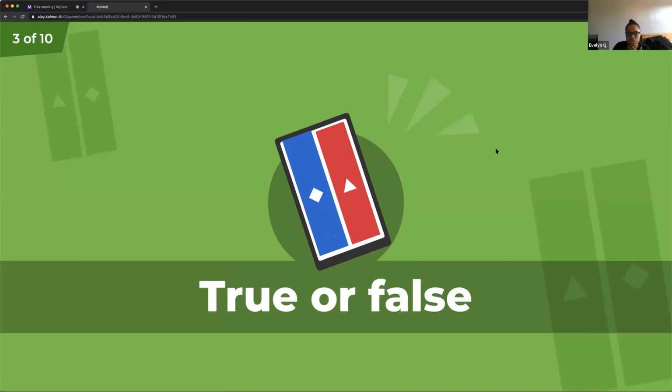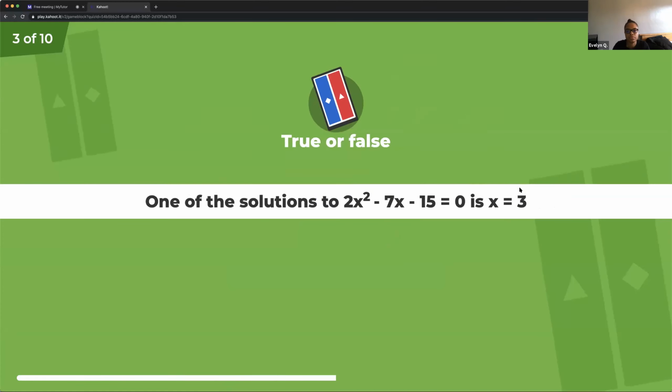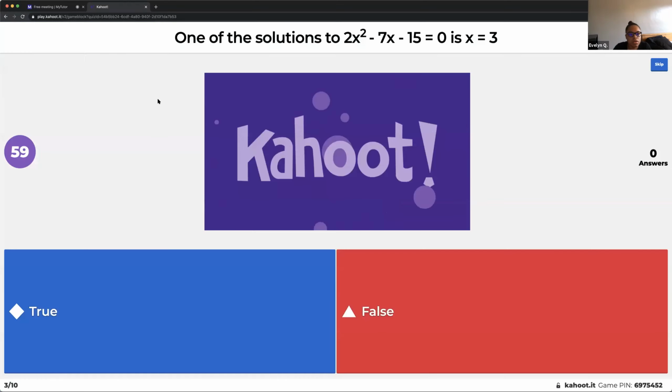Right, next question, true or false? One of the solutions to 2x squared minus 7x minus 15 equals 0 is x equals 3. Is that true or is it false?